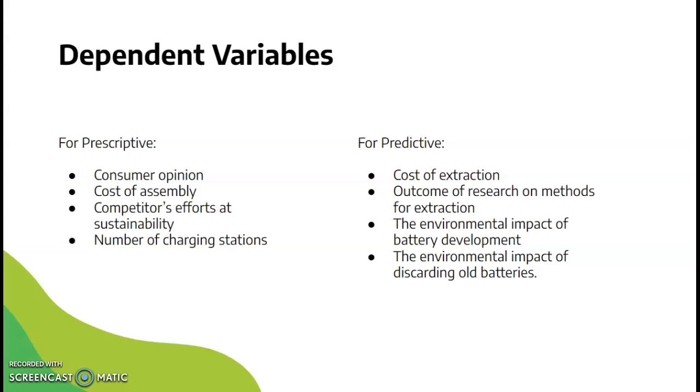And then we are asked to identify the dependent variables. So for prescriptive, that would be consumers' opinion, and their thoughts on EVs and Tesla as a company, the cost of assembly, competitors' efforts at sustainability, and the number of charging stations. For predictive, we have cost of extraction, outcome of research on methods for extraction, the environmental impact of battery development, and the environmental impact of discarding old batteries.